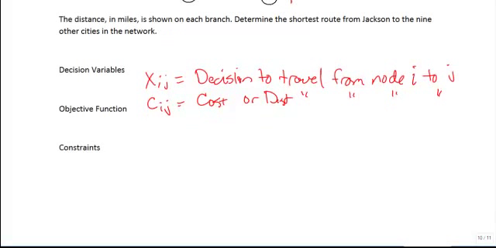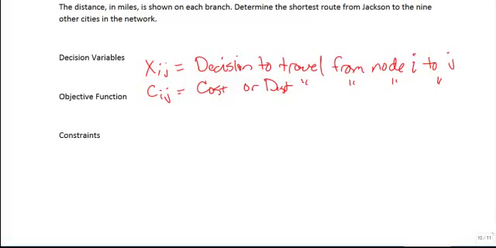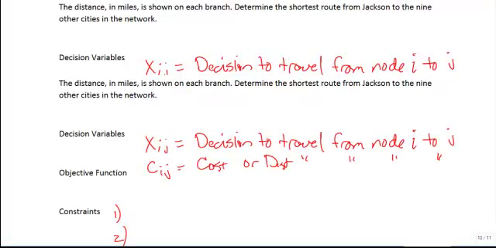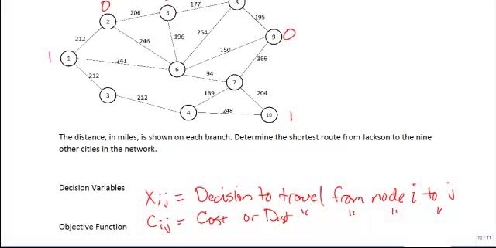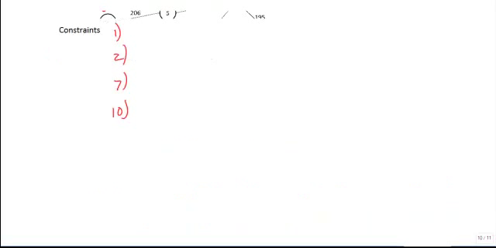Our constraints. The basic constraint will be inflow minus outflow is equal to supply or demand. We'll do this for node 1, node 2, node 7, and node 10. Again, we will need a constraint for each node in the network. We'll just do those 4 as representative nodes for this particular network.